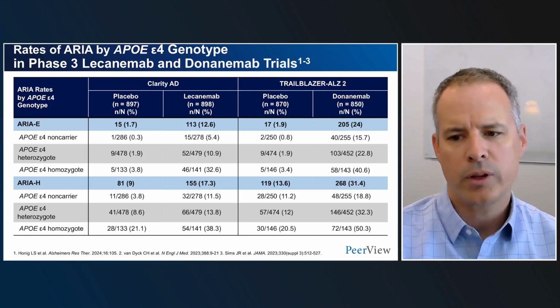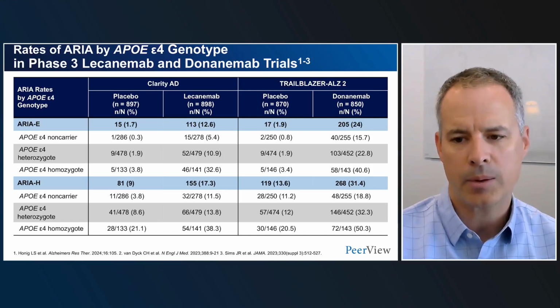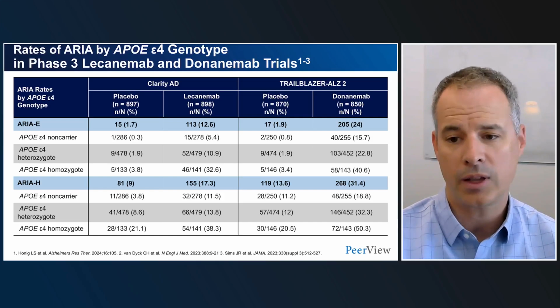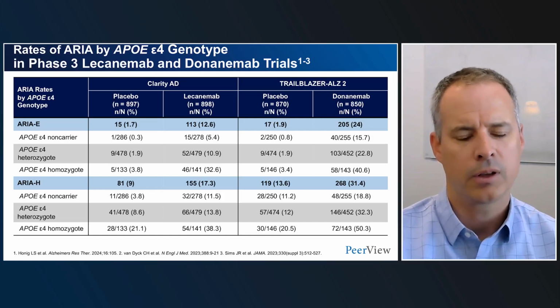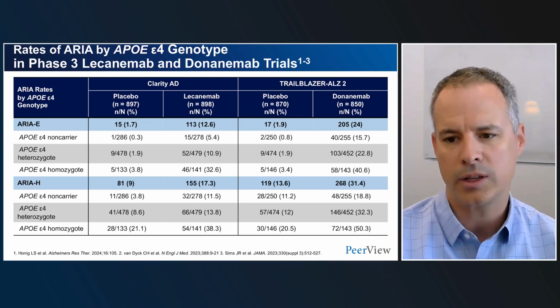So one of the major risk factors for ARIA that has been identified in both lecanemab and donanemab trials is the ApoE epsilon 4 allele. ApoE4 is a major risk factor for Alzheimer's disease and CAA, but it is also a driving force in ARIA risk. This slide shows data from both the Clarity AD study looking at lecanemab and the TRAILBLAZER-ALZ 2 study looking at donanemab.